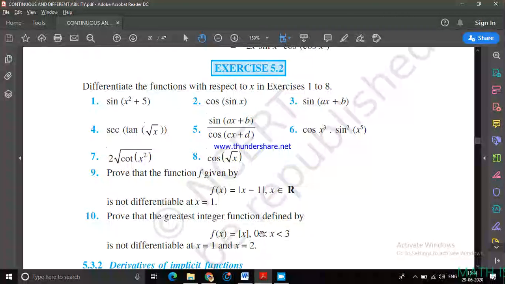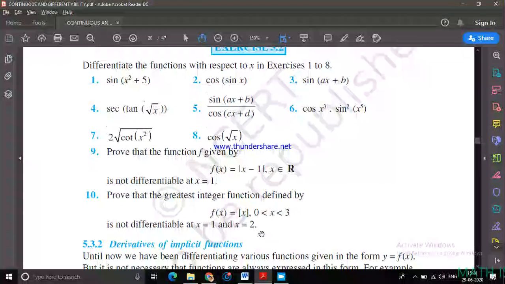Now further, what you can do: cos root x. Take root x as t, so minus sin t, because derivative of cos is minus sin t, into derivative of t, that is derivative of root x, which is 1 by 2 root x. So the answer is going to be minus sin root x upon 2 root x. That will be your answer.